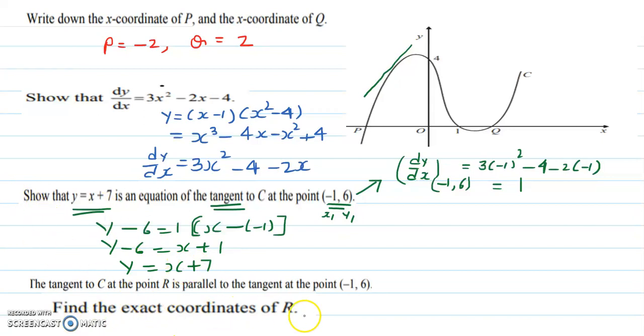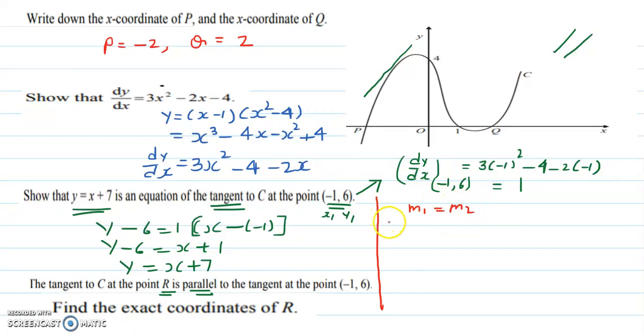Now find the exact coordinates of R. See, this is really important. R has a tangent parallel to this tangent. Parallel tangents share the same gradient, so we need to find the exact coordinates of R. For parallel lines, M1 equals M2.